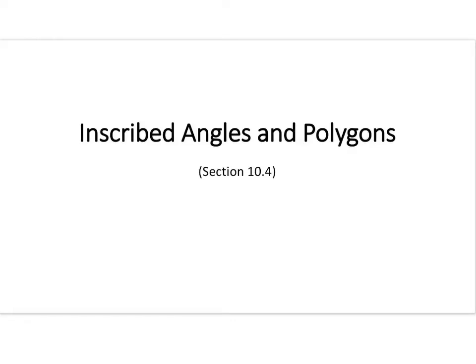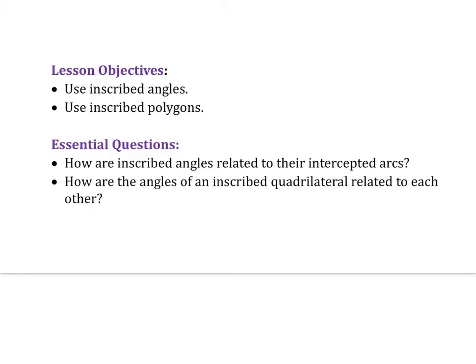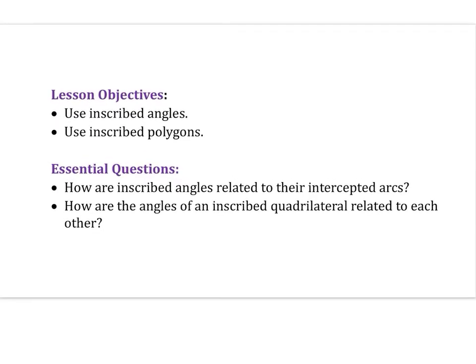All right, mathematicians, let's get familiar with inscribed angles and inscribed polygons. Section 10.4. So our lesson objectives are to use these inscribed angles and polygons. And our essential question is, how are inscribed angles related to their intercepted arcs? Also, how are the angles of an inscribed quadrilateral related to each other?